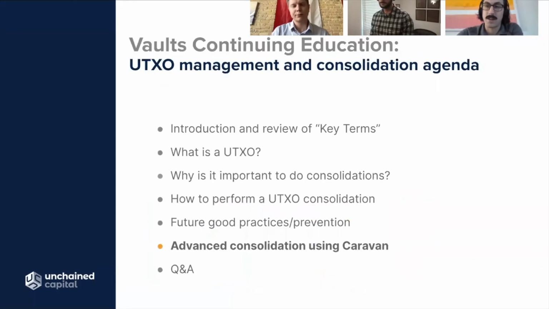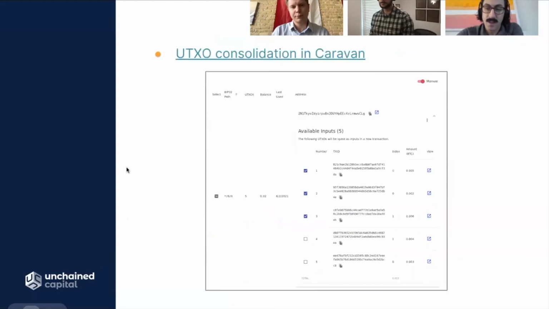All right, so let's talk a little bit about advanced features using Caravan. You might be asking, what happens if I go into my vault and do a consolidation and my devices don't sign for it? That could be pretty scary. Don't fret, there's nothing wrong. You still have access to your Bitcoin. You still hold the keys to that Bitcoin. It's just that you have too many UTXOs for your devices to consolidate in a single transaction.